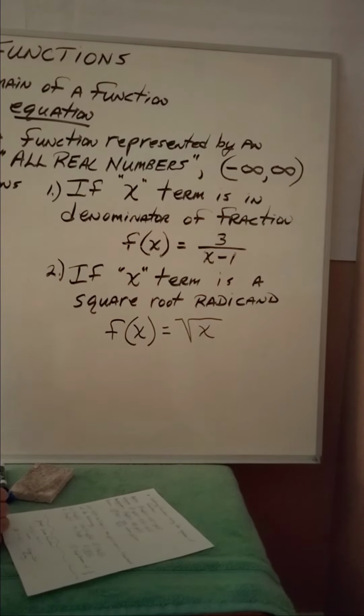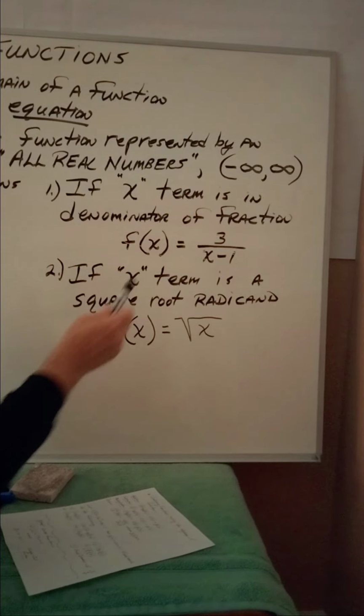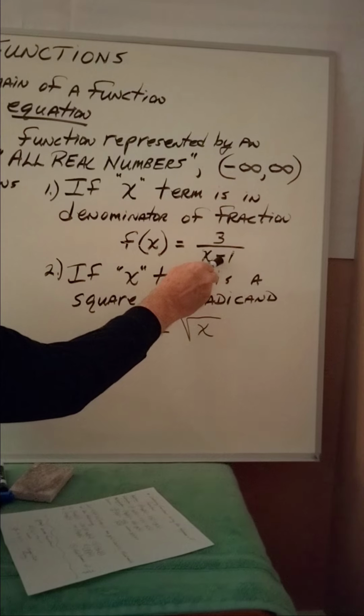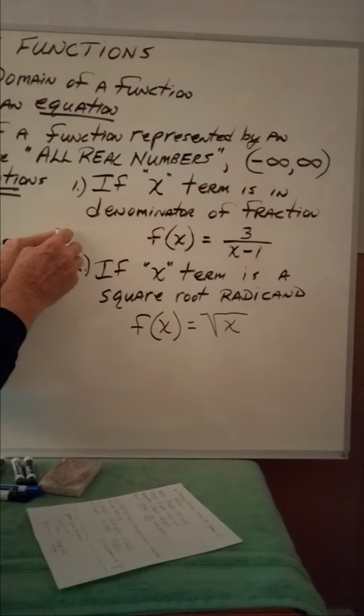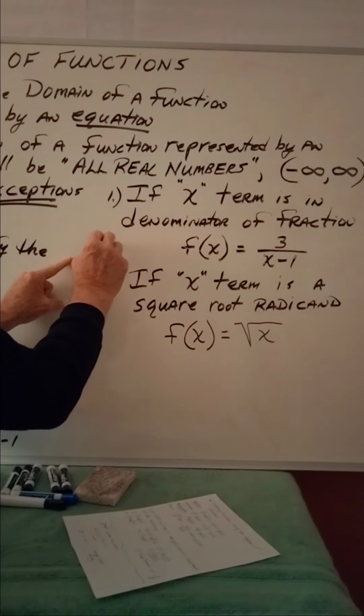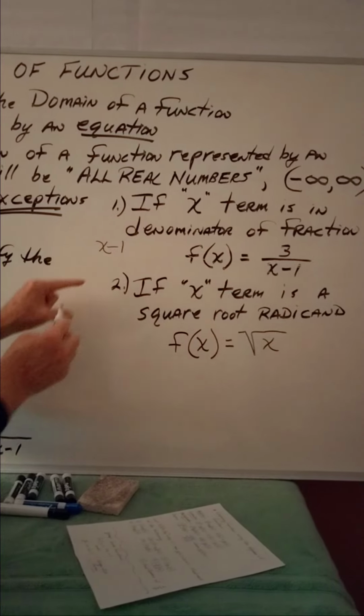And this was called a restriction at that time. And to identify what x can't be, we take the denominator expression. I'm just going to put it right here. We pull that denominator expression off, and we set it equal to zero.